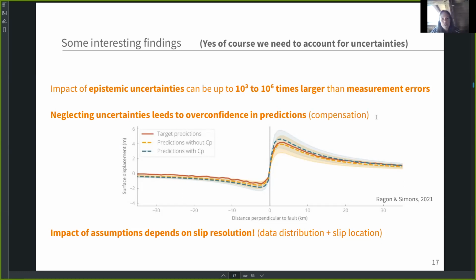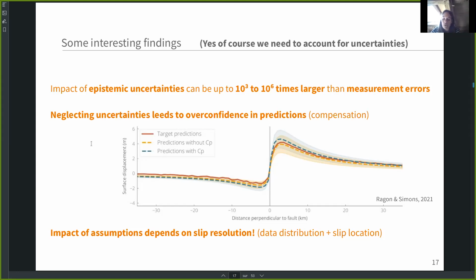And the last interesting thing to remember is that the impact of our assumptions, or the impact of the uncertainties, will depend on the slip resolution. So it will depend on the distribution of the data, on the location of the data, and on the location of the slip as well.